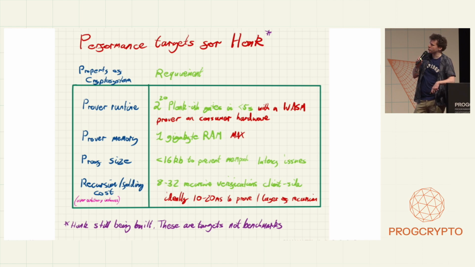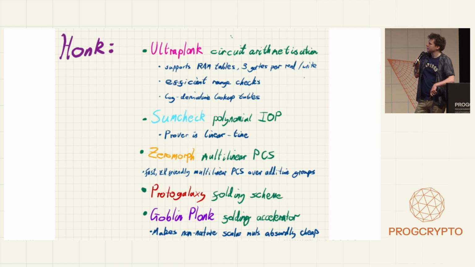We've basically built all the core components, but we're stitching them together, which will be done by the end of this year. But then we will need to spend a lot of time optimizing to get down to these targets. So what are the abstraction layers that we're using to build HONK? We're using the ultra-Plonk circuit arithmetization. What does that mean? It means that it's basically Plonk with a few custom gates and lookup table support.